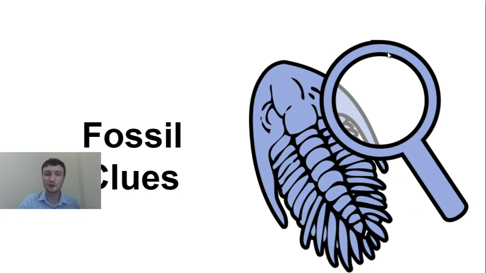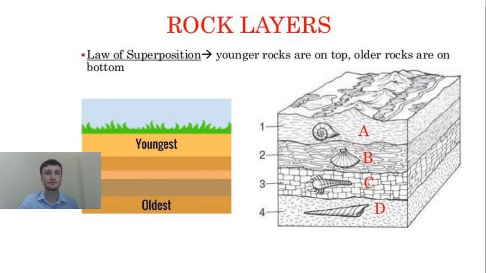Okay, so we're going to be looking at fossil clues. What can we learn from fossils? If you remember from our last lesson, we talked about the law of superposition. That just means that when rocks get laid down, you end up with the oldest one on the bottom, keep going on top, and you end up with the youngest one at the top. So maybe the one at the bottom is 1,000,000 years old, the one at the top is only 1,000 years old, maybe.